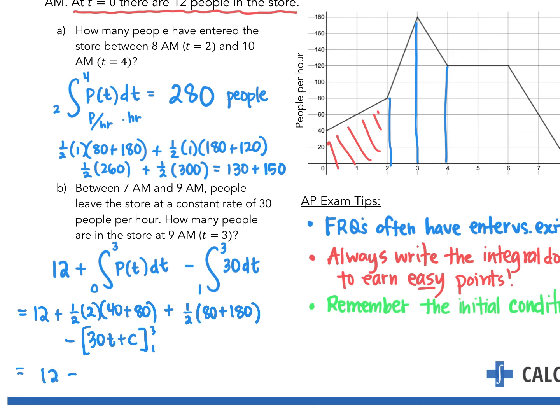So we have 12 plus 120 plus 130 minus 30 times 3 plus 30 times 1. Okay, so everything is plugged in there. That gives me a total of 202 people are actually in the store at 9 a.m.